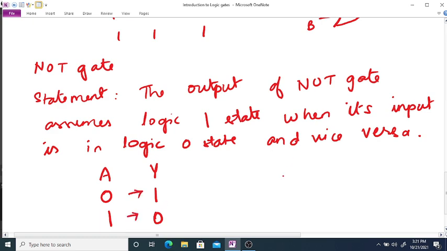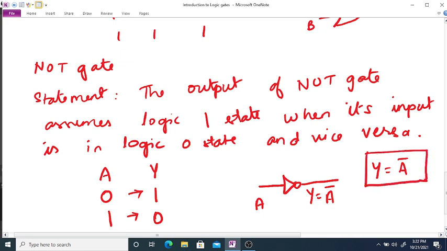The symbol used for NOT gate is of this type. So, input will be A and output will be A bar. So, Boolean expression for NOT gate will be Y is equal to A bar. So, this is the Boolean expression for NOT gate.